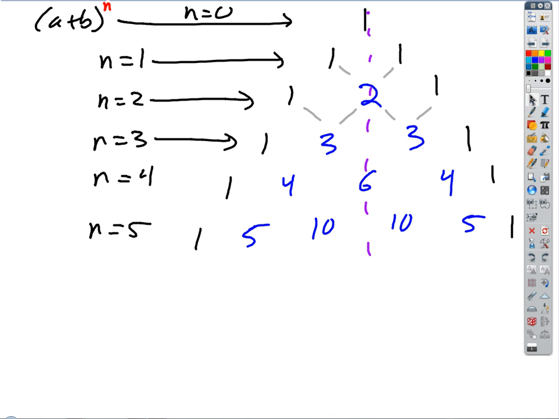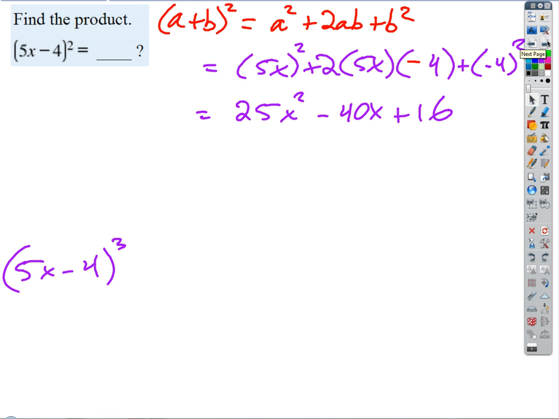Okay, so that's Pascal's triangle. Questions on that? That's how you do it. But you don't really need to do that for stuff like this. For this, I just want you to know the squared expansion, and I want you to know (a + b) cubed.